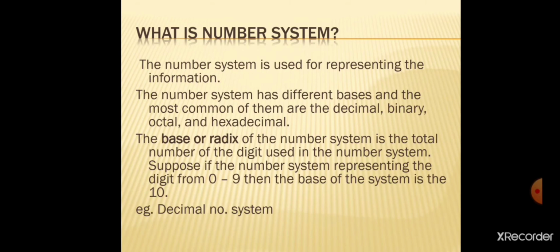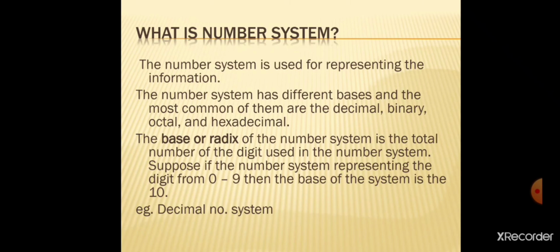The number system is used for representing information. We know what a number is. A number itself says that it is used for counting purposes. So wherever there is any information and we need to represent it in a systematic form, there is a need for a number system. The number system has different bases, and the most common of them are decimal, binary, octal and hexadecimal. Now, why are the number systems classified in all these forms: decimal, binary, octal and hexadecimal?